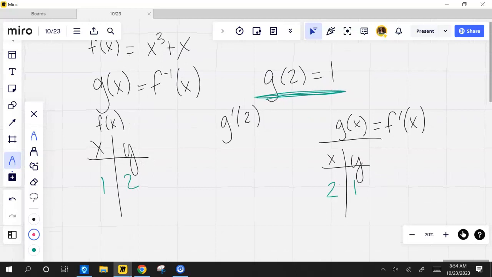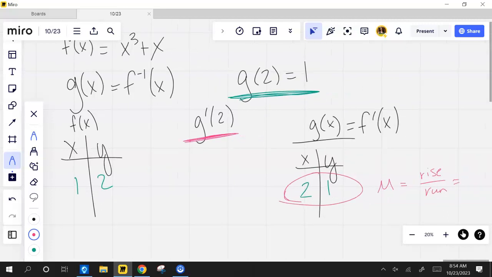What I want is this slope, yes? Because they said the derivative of g at 2. So let's think about what I know. I know that these are just the flip of each other, right? The x becomes the y and the y becomes the x. So if this is rise over run, that's my change in y over change in x, yes? But I don't know that one.